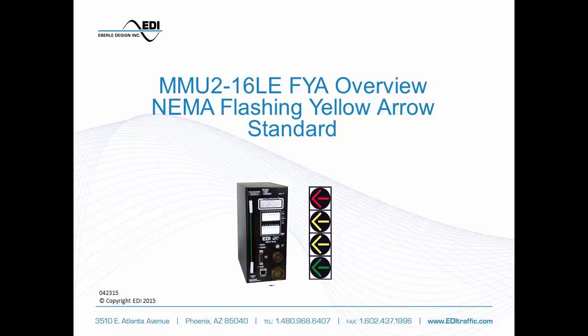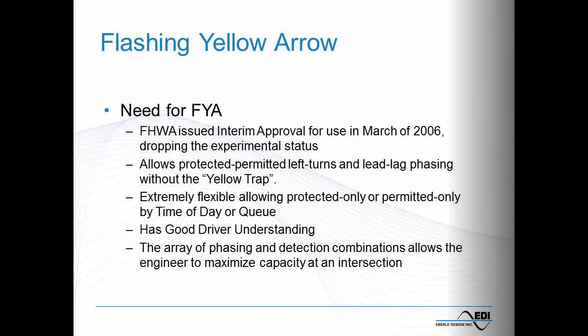One of the premises of this webinar is that you already understand the basic signal operation of flashing yellow arrow. It's basically a replacement, if you will, for the conventional 5-section doghouse style of protected permissive left turn movements. The need for flashing yellow arrow comes from several different directions. It was originally proposed back in the early 2000s.